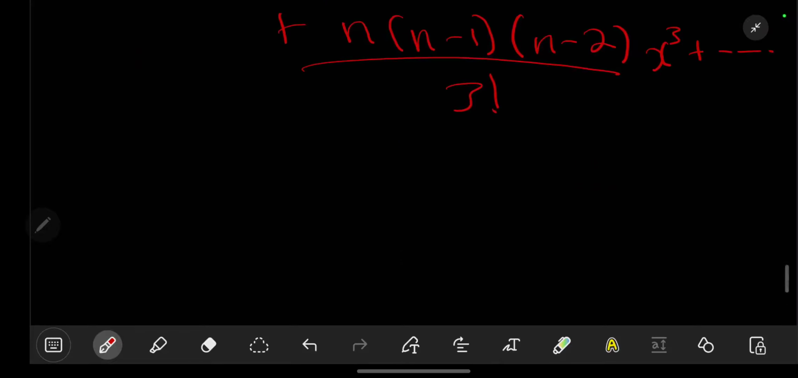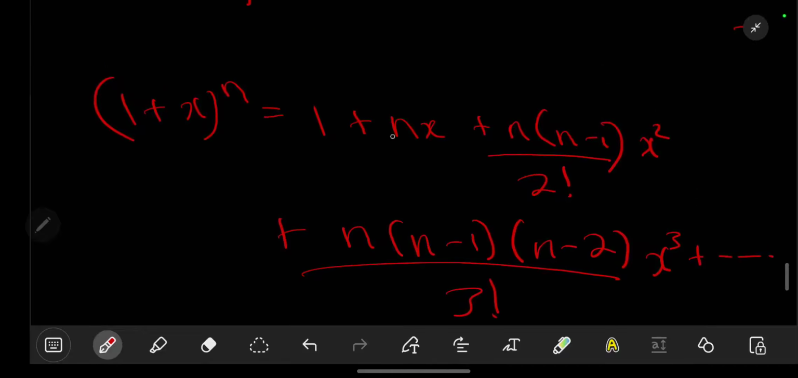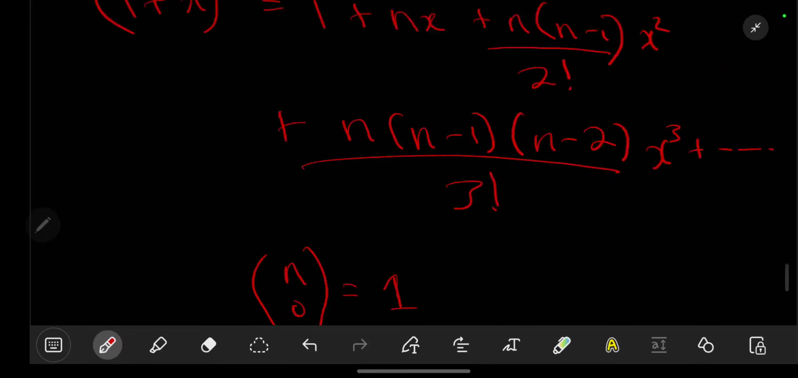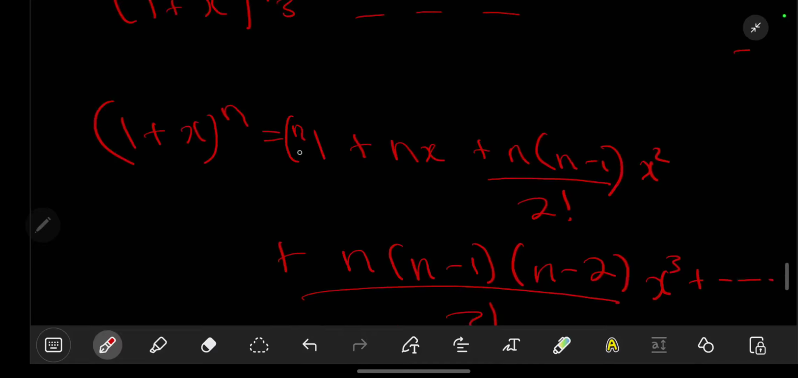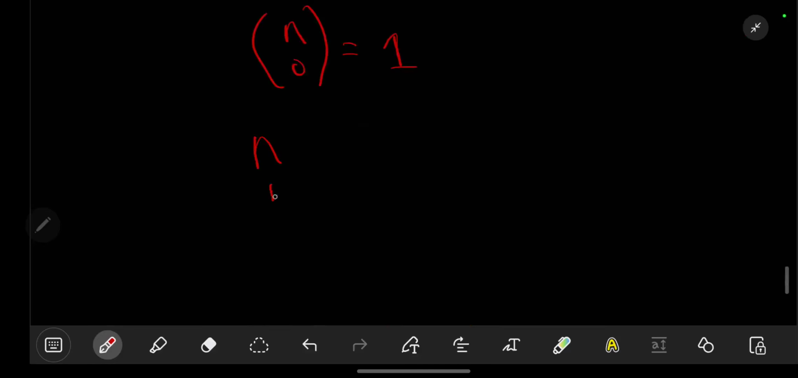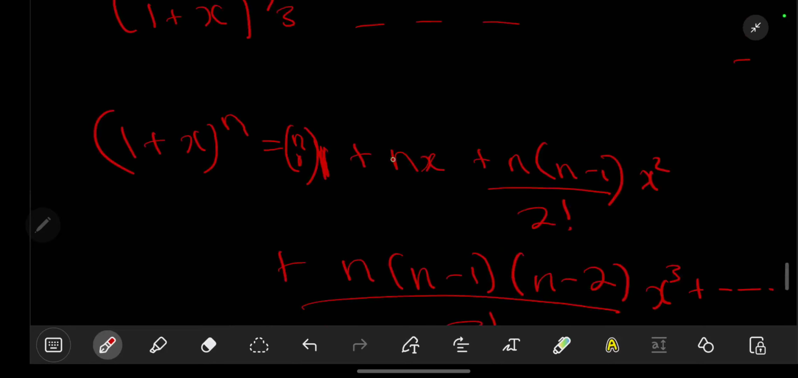So now where is this coming from? Where this n is coming from, remember from the binomial expansion, when you say n combination 0, this will give you 1. So that's why here we have n combination 0. That's why it's not showing, but we just get this 1 because 1 doesn't change anything. Then n combination 1 is equal to n, like that. So that is how come we have this n.